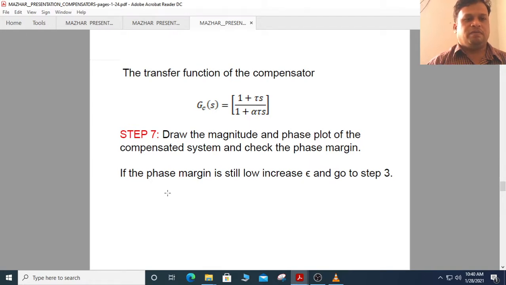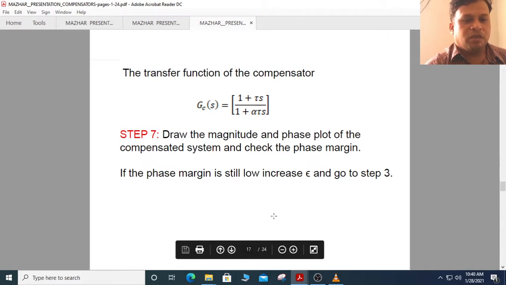Now step 7, the last step, is to draw the magnitude and phase plot of the compensated system and check the phase margin. If the phase margin is still low, then increase epsilon and go to step 3. So I have told you the values of epsilon range from 5 degrees to 15 degrees. So I can increase the value of epsilon and go to step 3 for making the phase margin stable. The phase margin should have some value which should be more than the lower value.